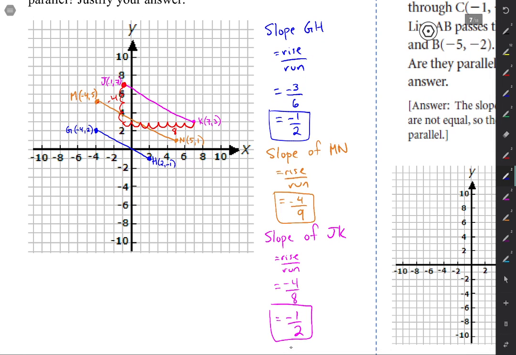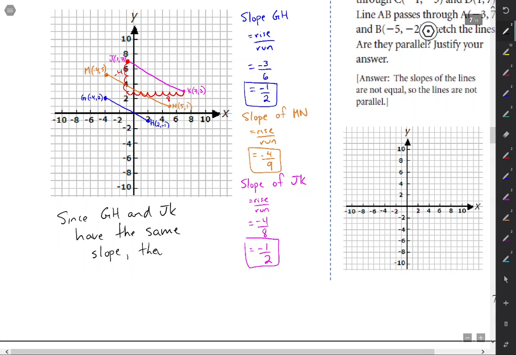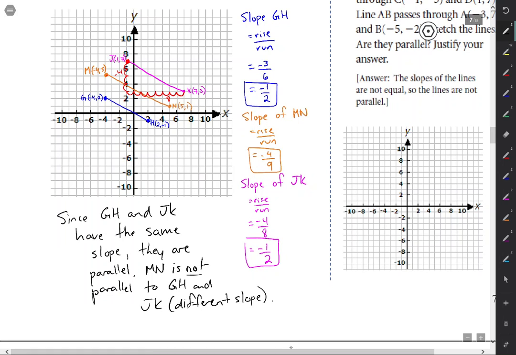So we're going to write a little concluding statement. We're going to say, since GH and JK have the same slope, they are parallel. MN is not parallel to GH and JK. And that's because it has a different slope. So that there is our final answer. So the blue line segment and the pink line segment are parallel, but the orange one is not.